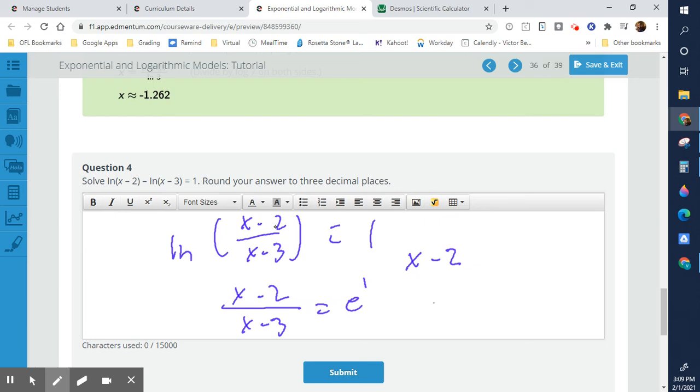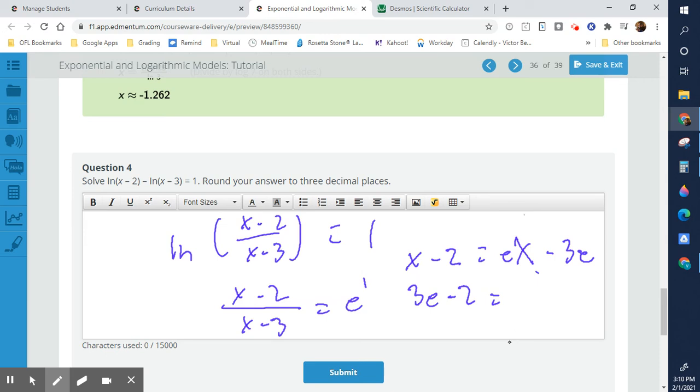We're going to multiply x minus 3 to both sides. So it's x minus 2 equals e to the 1. I'm just going to call it e. It's just a number. So it's e times x minus 3e. We want to get all the x's together, and all the regular numbers together, we get 3e minus 2. So I'm adding 3e to both sides.